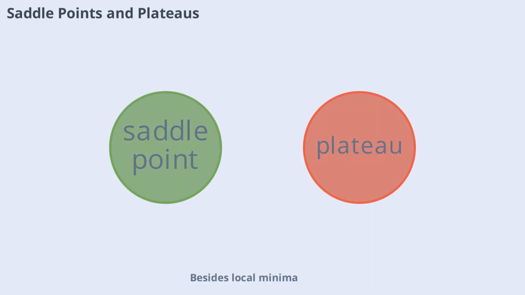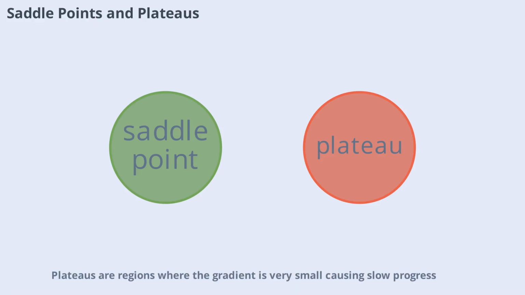Techniques like using momentum or random restarts can help overcome this issue. Besides local minima, gradient descent can also struggle with saddle points and flat plateaus. At a saddle point, the gradient is zero, but it's not a minimum. Plateaus are regions where the gradient is very small, causing slow progress. Advanced optimization techniques can help navigate these tricky areas.